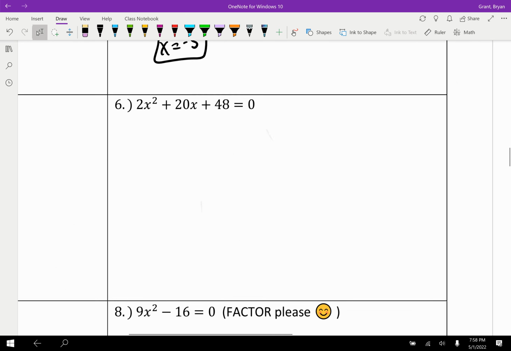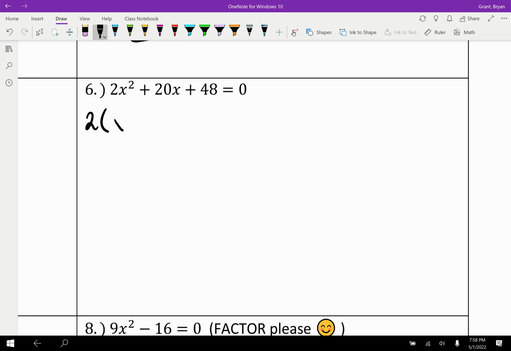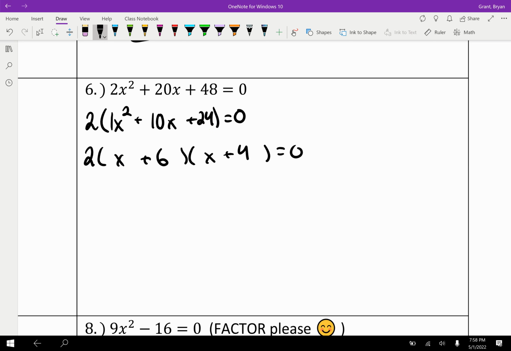Problem 6. Problem 6 initially looks like there's a 2 in front of x squared, which makes it a little trickier to factor. But then I might notice that there's actually a 2 common to all of these. So I'm going to factor out that 2 from each of these first. And that should give me, yeah, look, now we have that 1 in front of x squared, so I think that makes the factoring much easier. What multiplies to make 24 and adds to make 10? I've seen this one. This is going to be 6 and 4, or 4 and 6, doesn't matter.